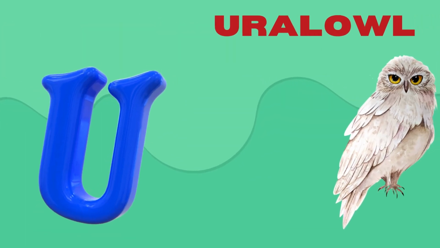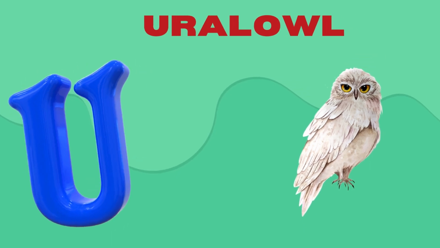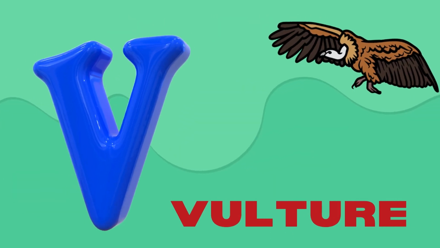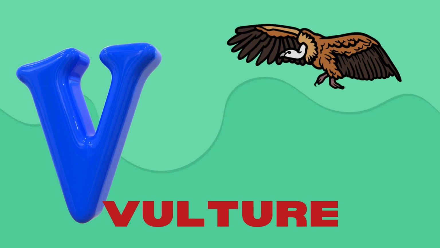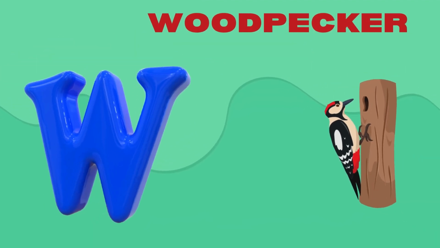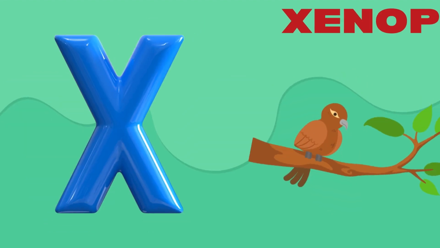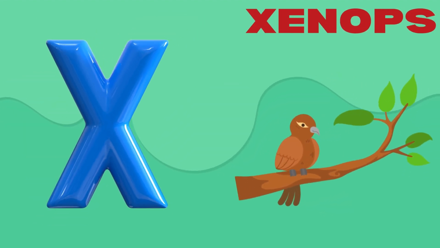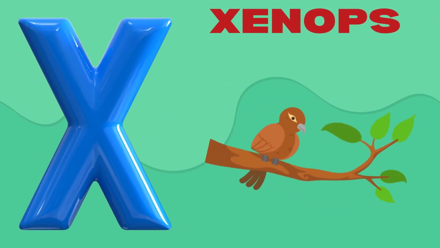U is for ural owl. U, u. Ural owl. V is for vulture. V, v. Vulture. W is for woodpecker. W, w. Woodpecker. X is for xenops. X, x. Xenops.